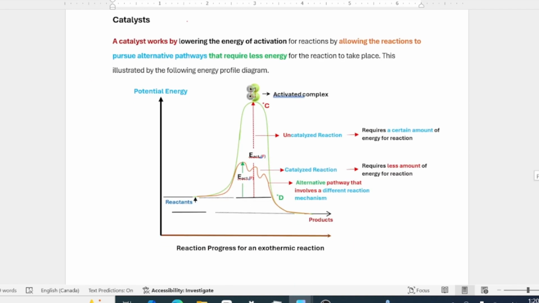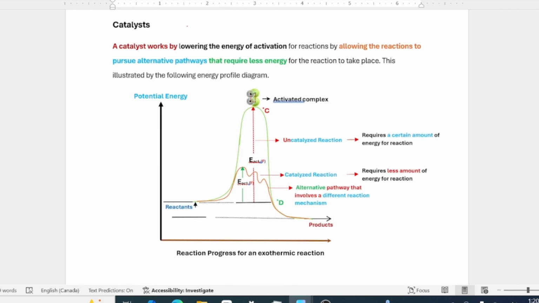Another factor that affects the rate of a chemical reaction is the presence of catalysts.